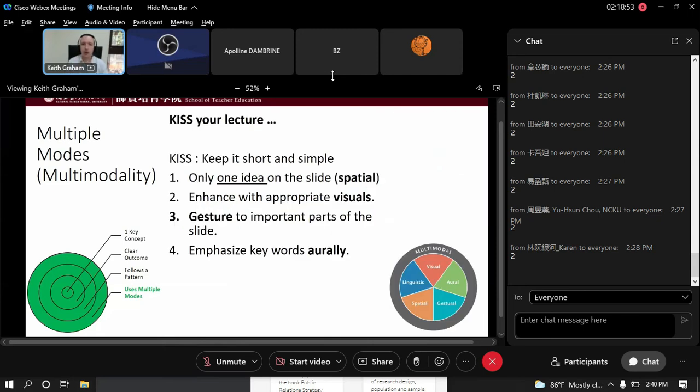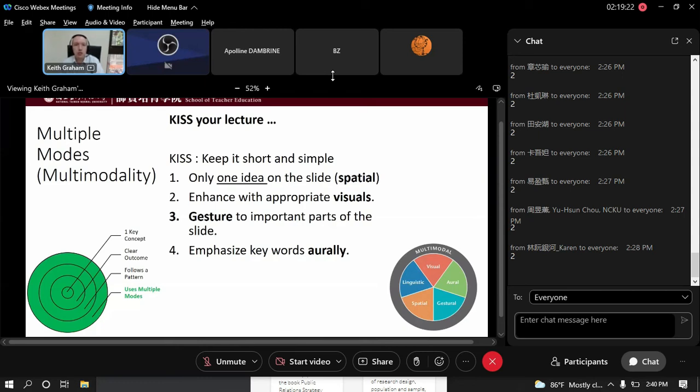But I want to make this more concrete for you. So we've talked about these 5 modes: linguistic, visual, oral, gestural, and spatial. Let me combine this into one concept. And that concept is what we'll call KISS your lecture. So KISS stands for keep it short and simple. So how does this work?